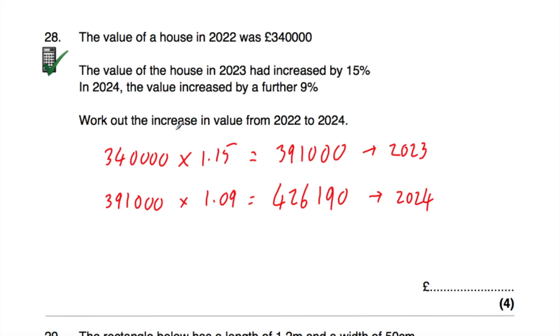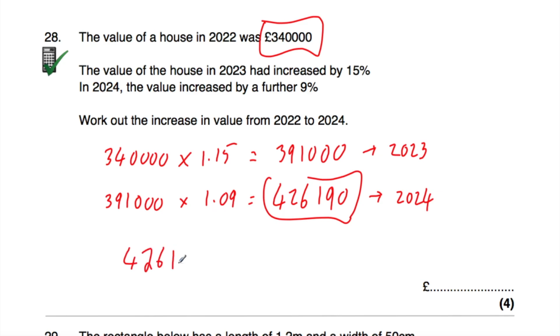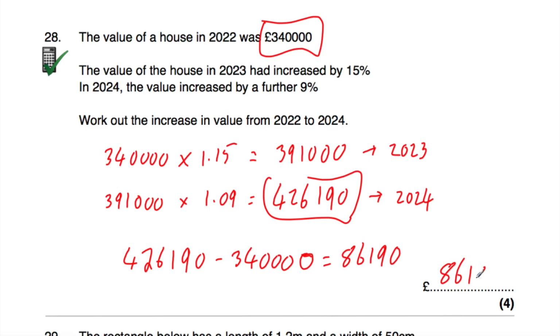Now the question says, work out the increase in value between 2022 and 2024. So we want to work out the increase. So let's take them away to work out how much it's gone up by. £426,190 take away £340,000 is equal to £86,190. So that's the increase, £86,190. That's the increase in value.